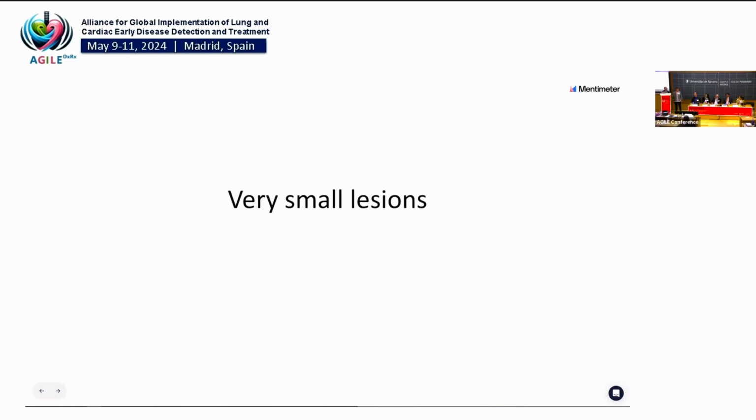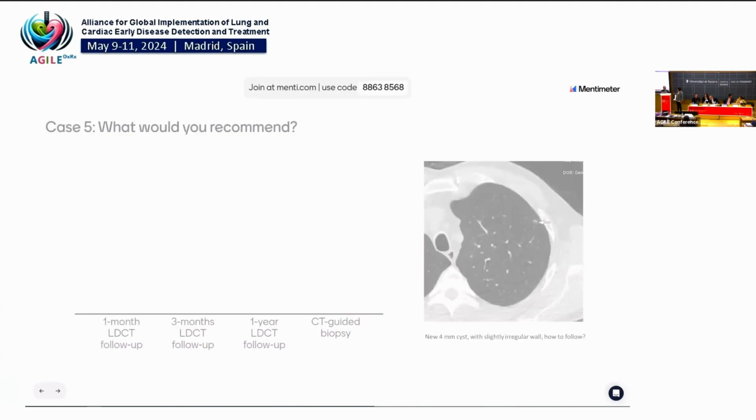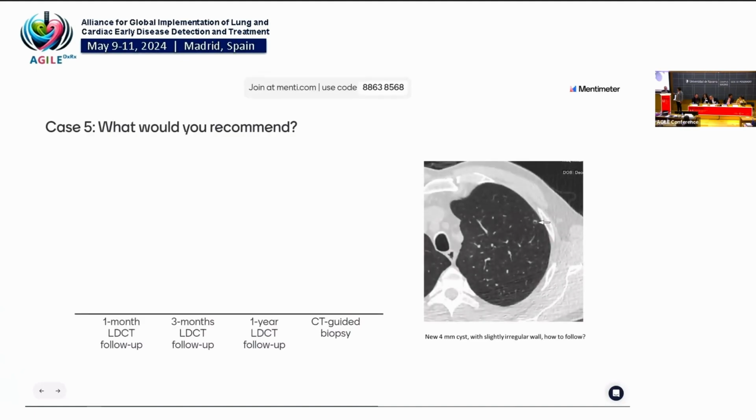And the next category is very small lesions. What to do with very small lesions? So here we have a 4-millimeter cyst with a slightly irregular wall, and the question is how to follow: 1 month, 3 months, 1 year, or CT-guided biopsy. It's too small. 3 months. 1 year.